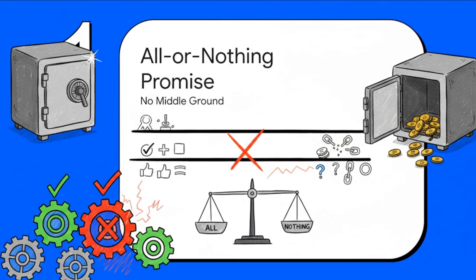See, when you're performing a series of related actions, you absolutely need a guarantee that either every single one of those actions succeeds or not a single one of them takes effect. There can be no middle ground.